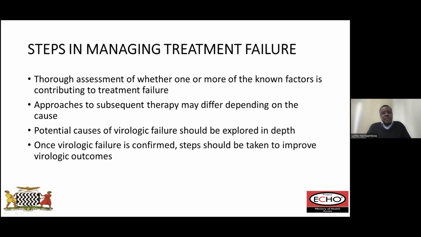And then if there are issues with errors in medication, all those can be corrected. And then if there are issues with pharmacokinetics, drug-drug interactions, again, getting a very detailed history on what are the medicines someone may be taking. All that's very important information. And then once you explore the potential causes of virologic failure in depth, then steps should be taken to improve the virologic outcomes. Next slide.